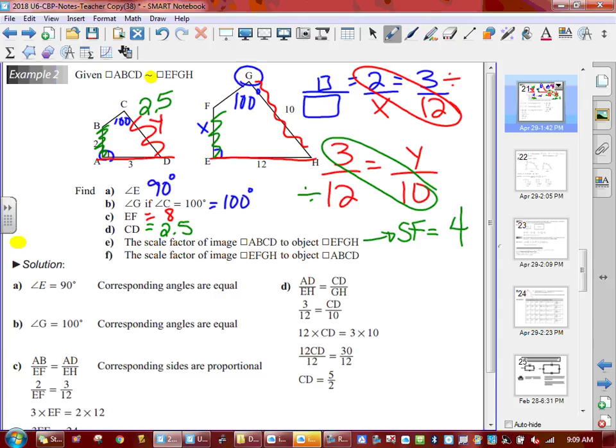Now, what if this one is the new object? Or hang on, if this one is the old and this one is the new. What if I reverse it? What would that become? 0.5? 0.25, yeah. It would be 1 over 4.